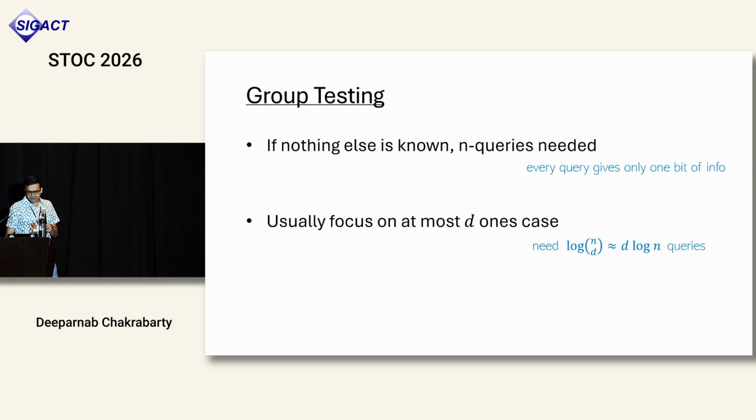So what people focus on is a restricted class of vectors. One restricted class that has been studied a lot is when I tell you that the vector has at most d ones. In that case, if you do the same argument, you basically need roughly d log n queries to reconstruct the vector, because there are roughly n choose d possible vectors, again using the information theory argument. So d log n is the easy lower bound barrier.